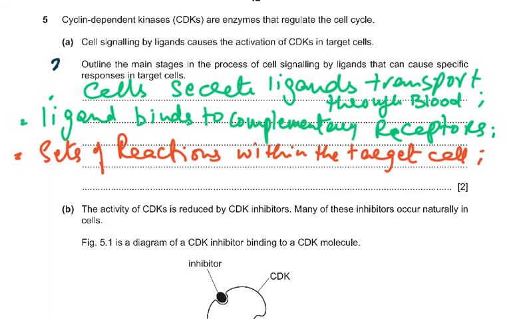So cells secrete ligands which are transported through the blood. Then the ligand binds to complementary receptors in the target cells, and then sets off reactions within the target cells. You could have talked of the reaction setting off an enzyme cascade. That would have been right as well. Or you should have said triggers a secondary messenger. Any of these terminologies was acceptable to the examiner.